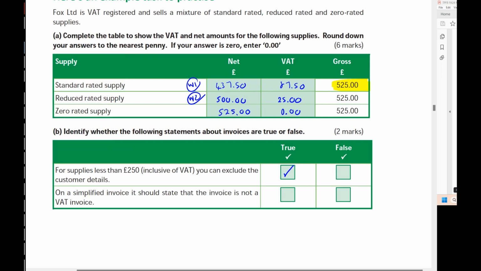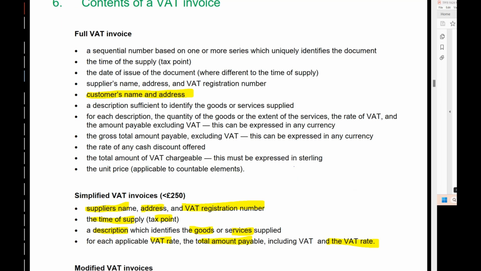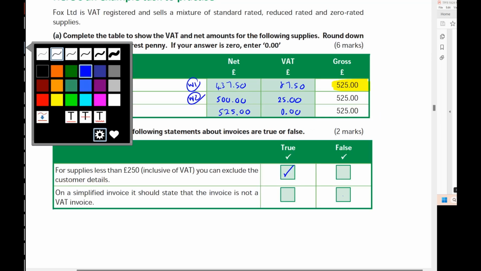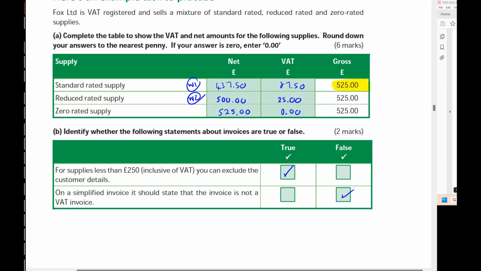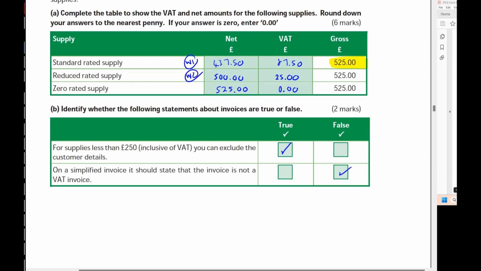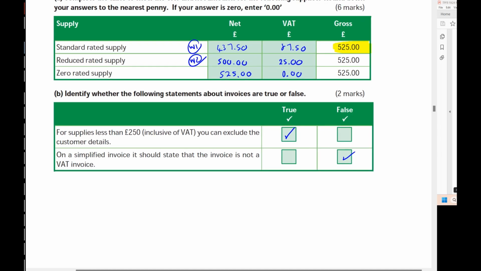On a simplified invoice, it should state that the invoice is not a VAT invoice. Now that won't be in the reference material, I'm quite sure, but it is a VAT invoice. It's called a simplified VAT invoice. So that is not true. Now there is a type of invoice where I specifically have to say, this is not a VAT invoice, but it's not a simplified one. So just take a minute, see if you remember the name of the one where we have to put on it specifically, this is not a VAT invoice.